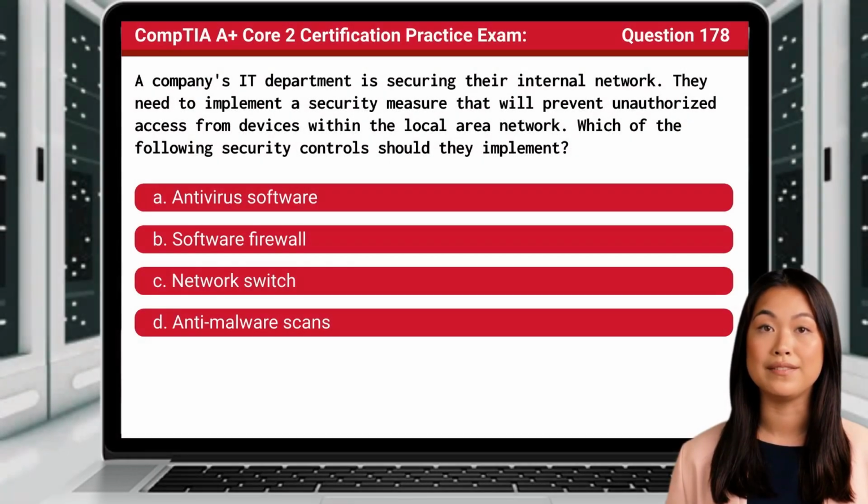Question 178. A company's IT department is securing their internal network. They need to implement a security measure that will prevent unauthorized access from devices within the local area network. Which of the following security controls should they implement?